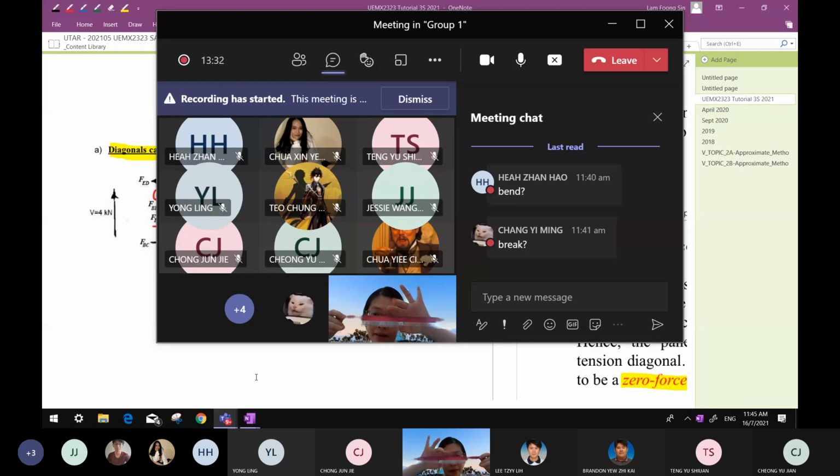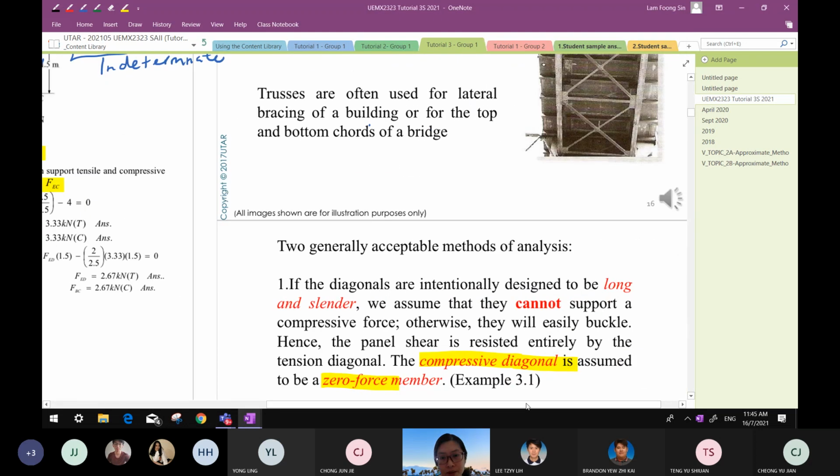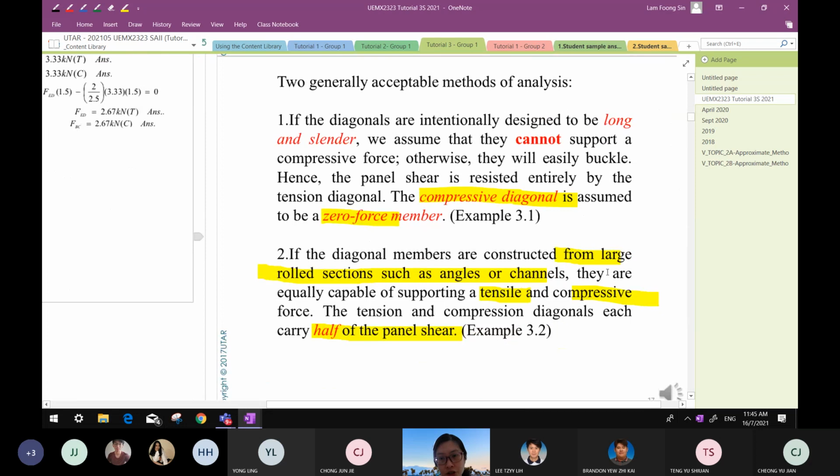So the thicker the section, the deeper, because I is bh cubed over 12. You learned Pcr is pi squared EI over L squared, the buckling length. So the I, the moment of inertia, matters. That's why you have to have a bigger section. If you have a large section, not a small section, then you can assume that both can take half and half, equally.